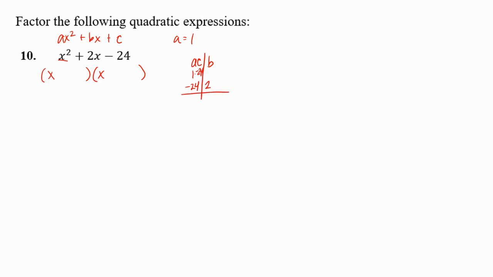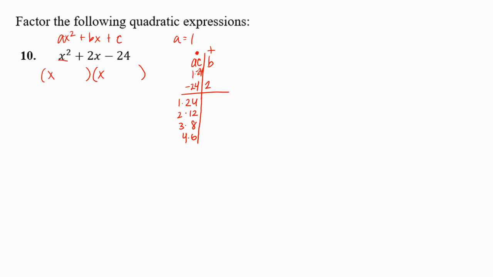And B is positive 2. Keep in mind you want two numbers that multiply to give you AC, but when you add them together, give you B. If you can't think of those two numbers right away, you want to consider the factors. 1 and 24. We have 2 and 12. 3 and 8. 4 and 6. Notice I'm not really taking into consideration the negative just yet. I just want to come up with factors that will give me 24.